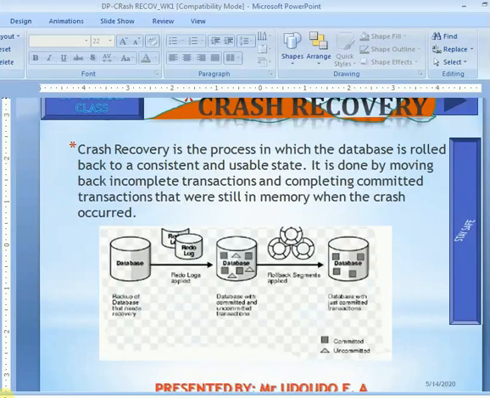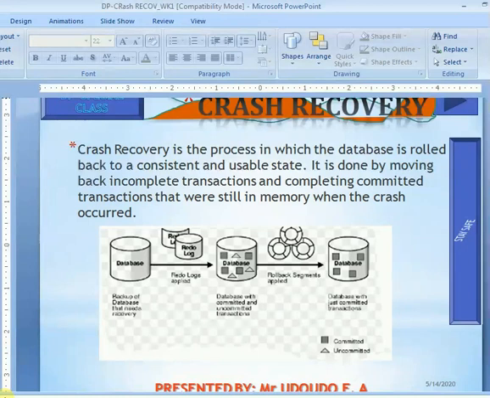Quickly, by definition, crash recovery is a process in which the database is rolled back to a consistent and usable state. If the system or database experiences a crash, when the system restarts, or when the power supply comes back, the system will want to check back from where it all started, down to the point where you were before the system experienced the crash.